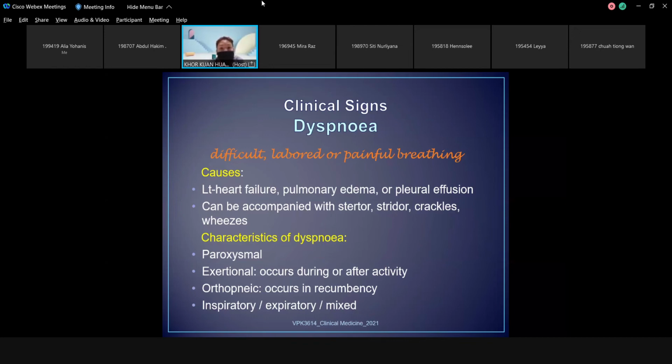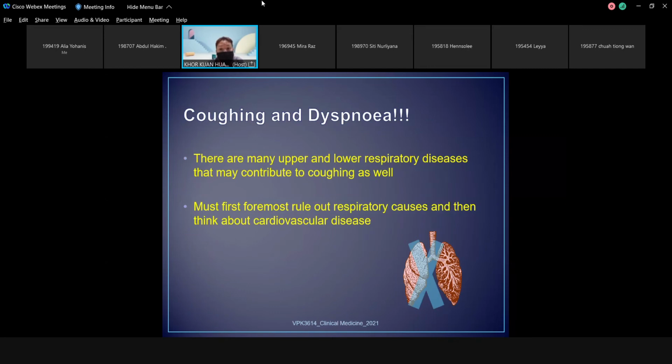Okay, coughing and dyspnea. I would like to remind everybody, you need to really find out, is this problem an upper respiratory disease or is this a lower respiratory disease? Because both of these can give you cough, right? So you foremost need to rule out the respiratory causes and then only you think about the cardiovascular diseases.